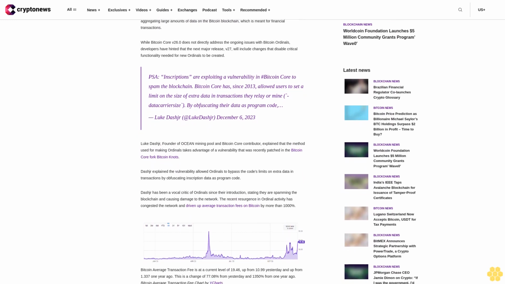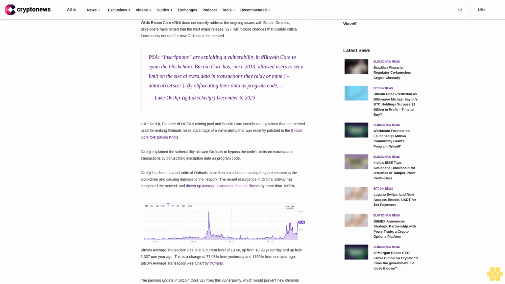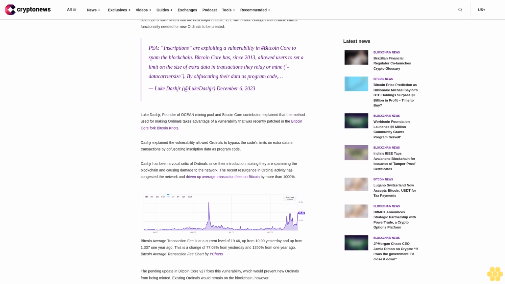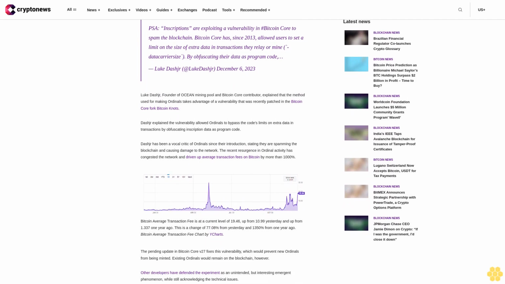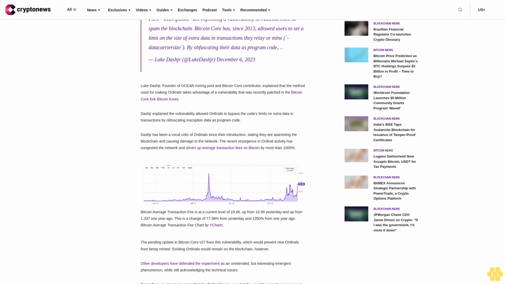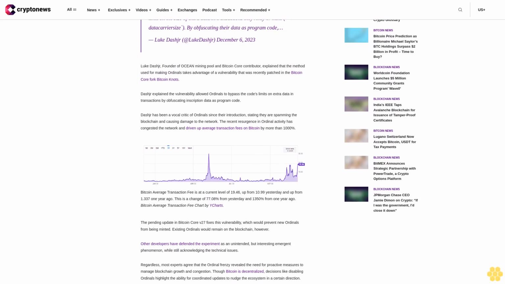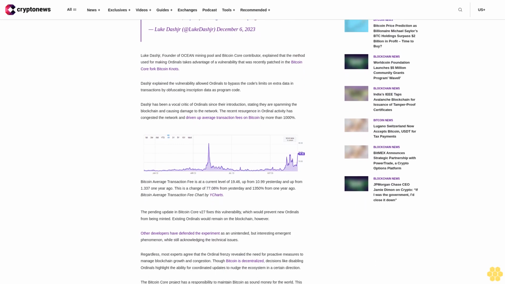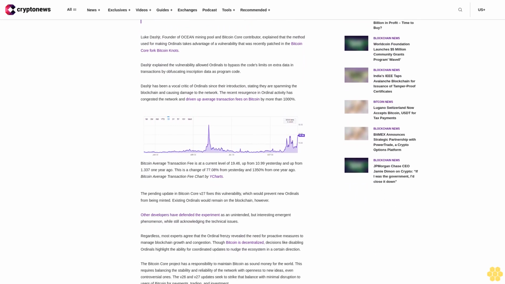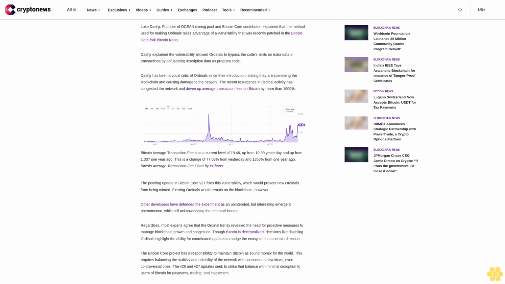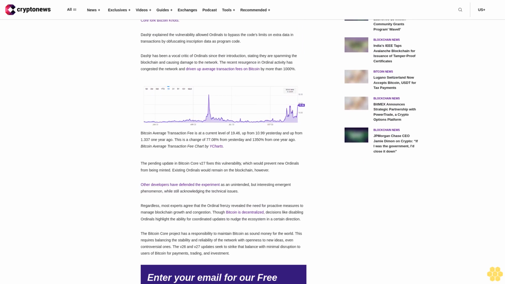Bitcoin ordinals are satoshis, the smallest unit of Bitcoin, that have been digitally inscribed with text or an image to make them unique collectibles, essentially Bitcoin-based NFTs. They were introduced in January 2023 by Casey Rodarmor but have become controversial due to aggregating large amounts of data on the Bitcoin blockchain, which is meant for financial transactions. While Bitcoin Core V26.0 does not directly address the ongoing issues with Bitcoin ordinals, developers have hinted that the next major release, V27, will include changes that disable critical functionality needed for new ordinals to be created.